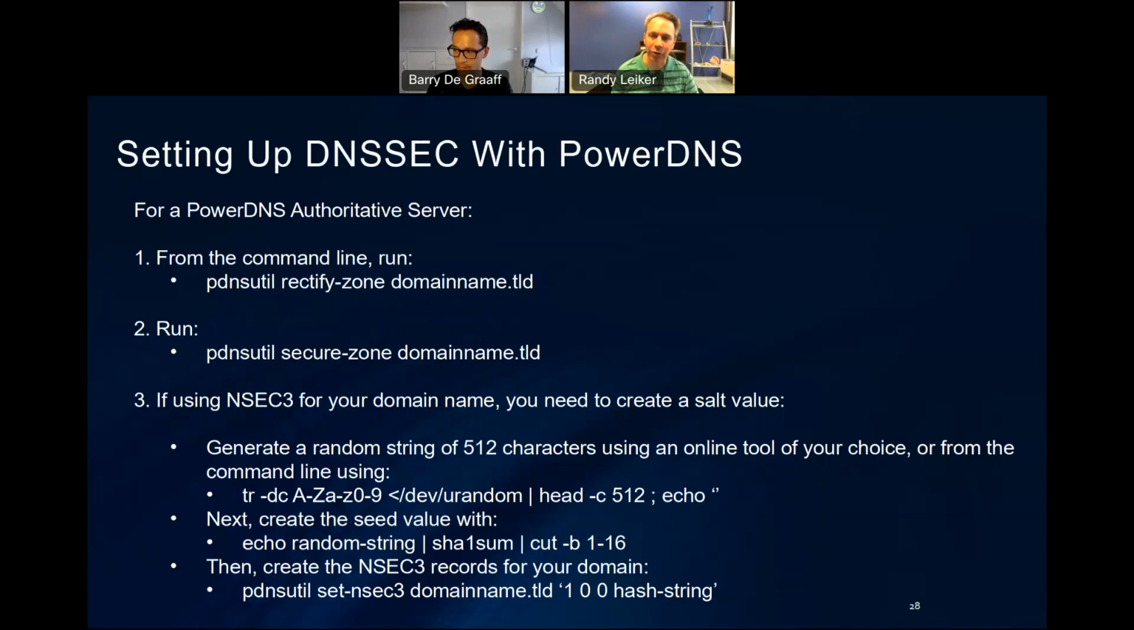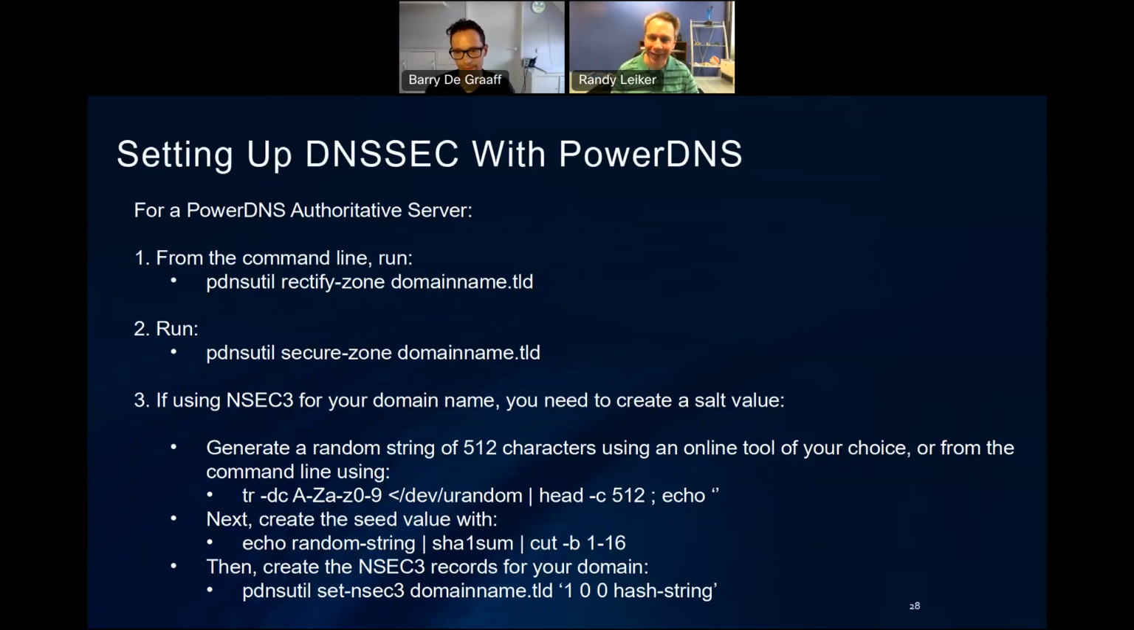Next, create the seed value with the echo command, and also include that seed value with the echo command that you see on the slide, substituting the random string placeholder text with the 512-character string you created in the prior step. This is going to output a single 16-character hash value, and this is actually what we're interested in.